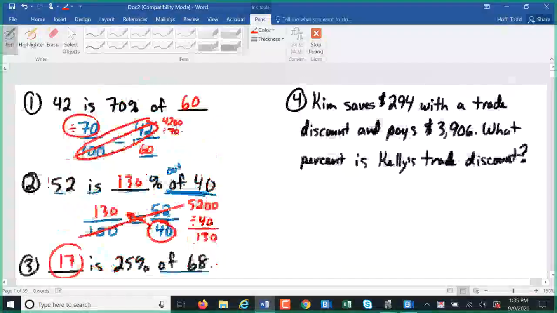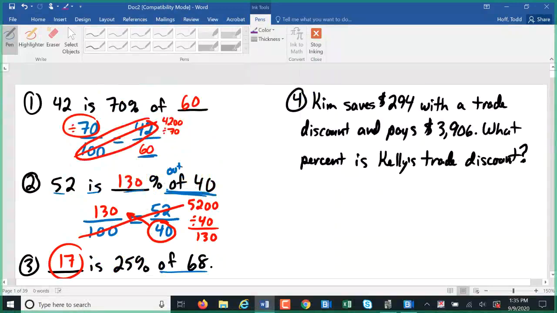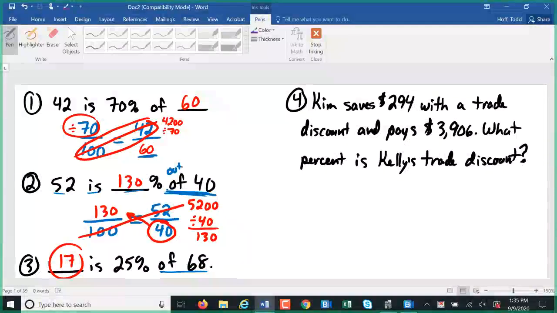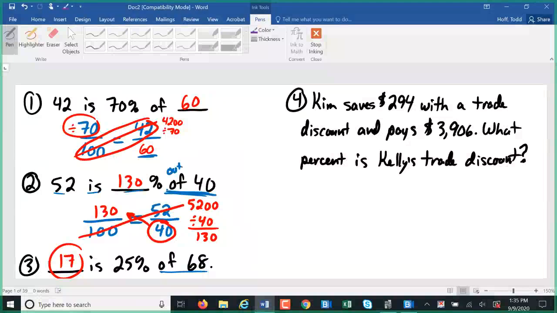Number four here is a little bit different, a little bit trickier, because I don't give you the base. So here, Kim saves $294 with a trade discount and pays $3,906. What percent is Kim's trade discount?